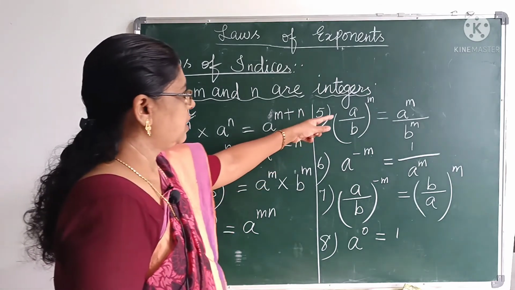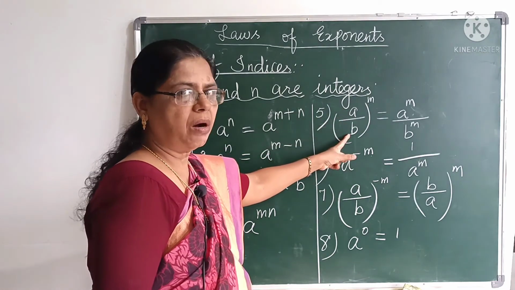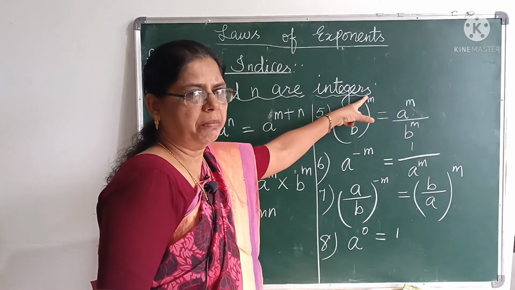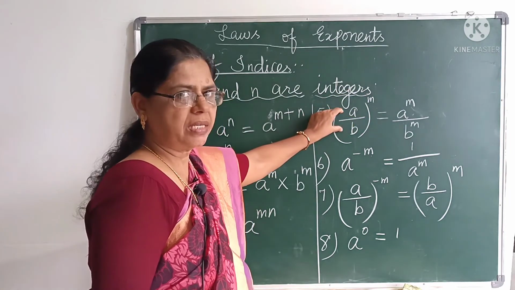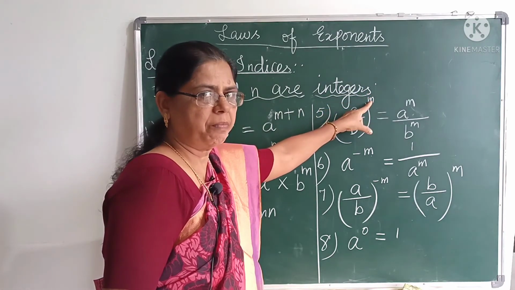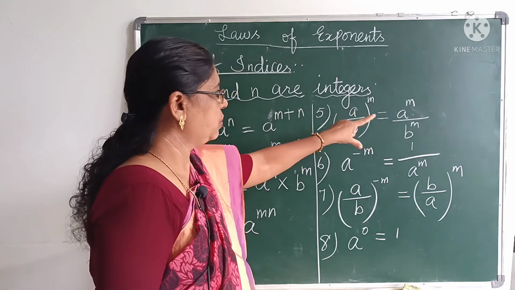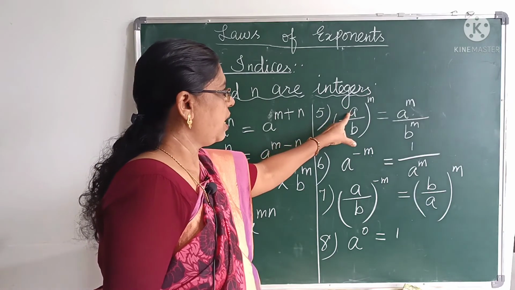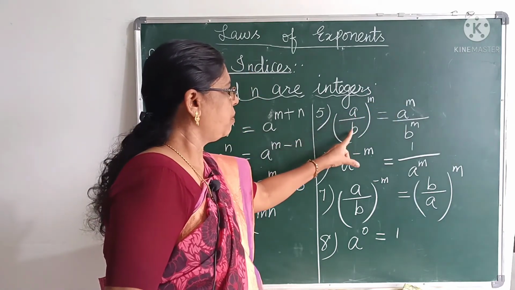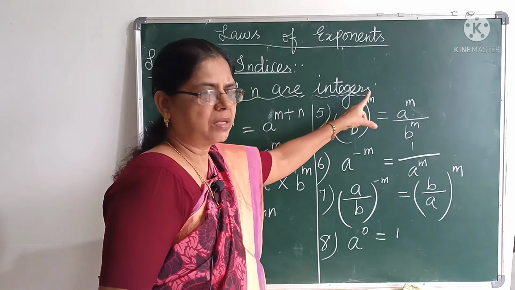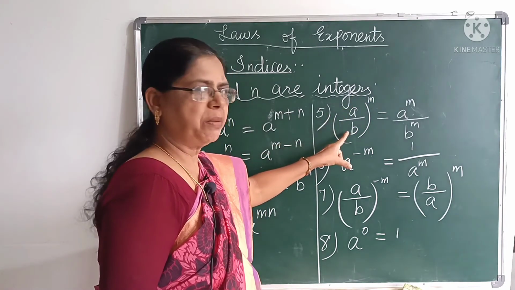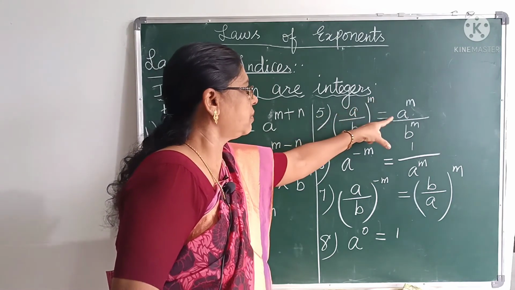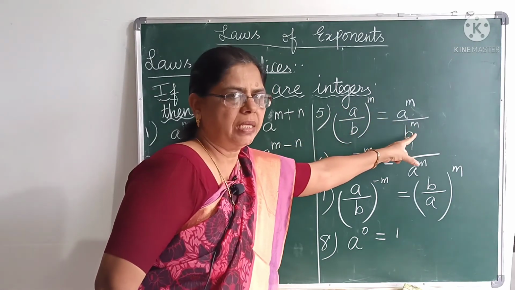Next one. A upon b, or you can say a divided by b, the whole power m. Base is different, but the power is same. In such a case, what should you do? Give this power to the base. A power m upon b power m. A divided by b, the whole power m is equal to a power m upon b power m.